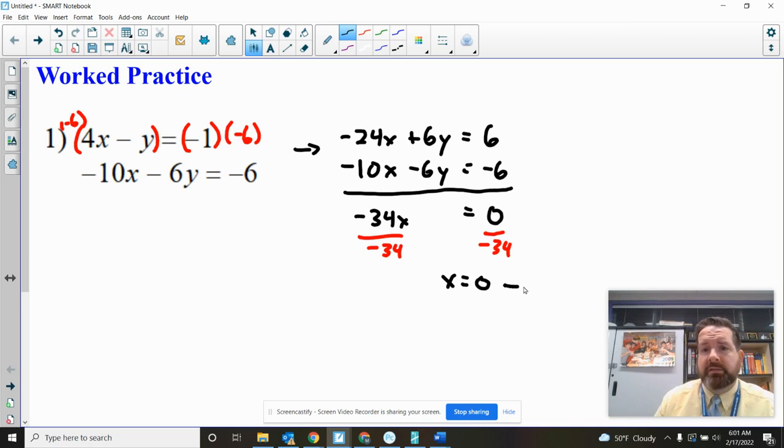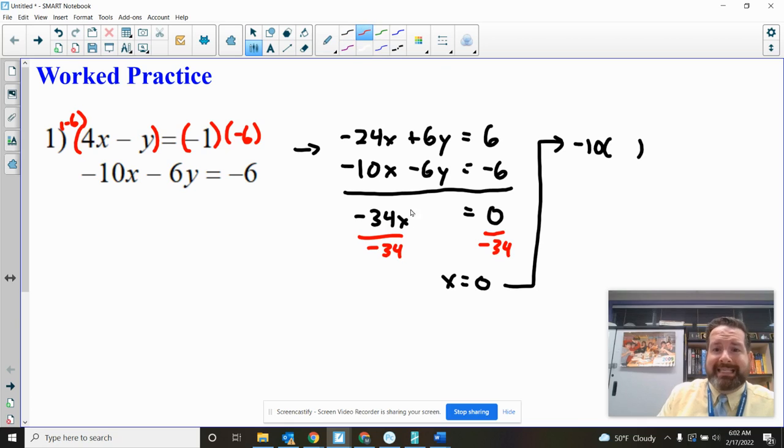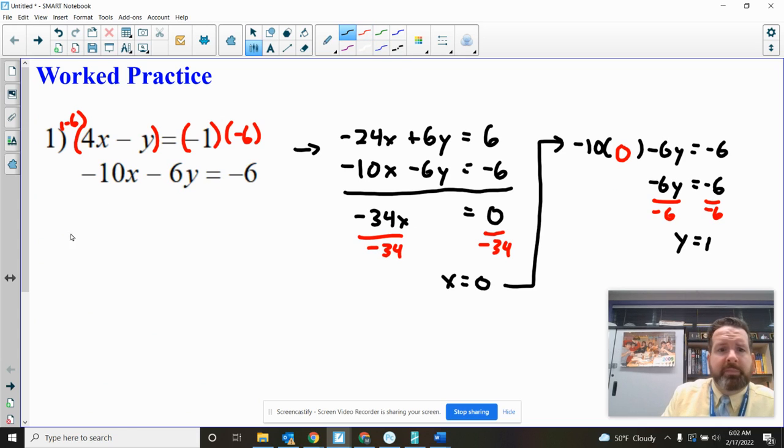Once you have that, I'm now going to substitute the 0 for an x, and it doesn't matter which of the two equations you use. I think I'll use the bottom one this time. So -10 times the x that I think I have, which is 0, minus 6y equals -6. -10 times 0 is just 0. 0 minus 6y is just -6y. Divide by -6. And we have y equals 1. So I think the solution is 0, 1.